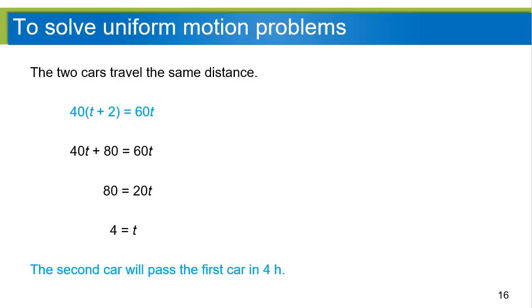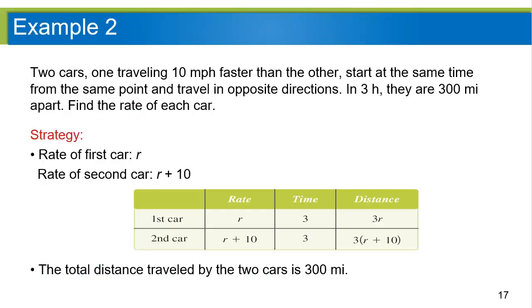So either figure out what your combined rate is, figure out what your starting point distance is, and then solve it that way, or use the table and set the two things equal. Either way, you'll get the right answer. They both work great. I like the table. I also like finding the combined rate.